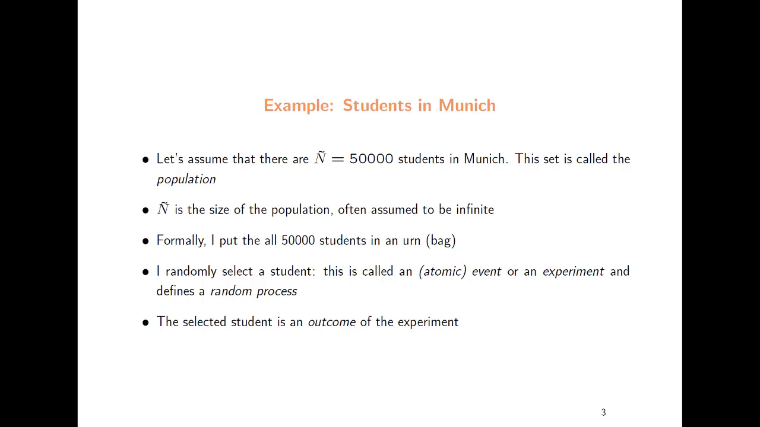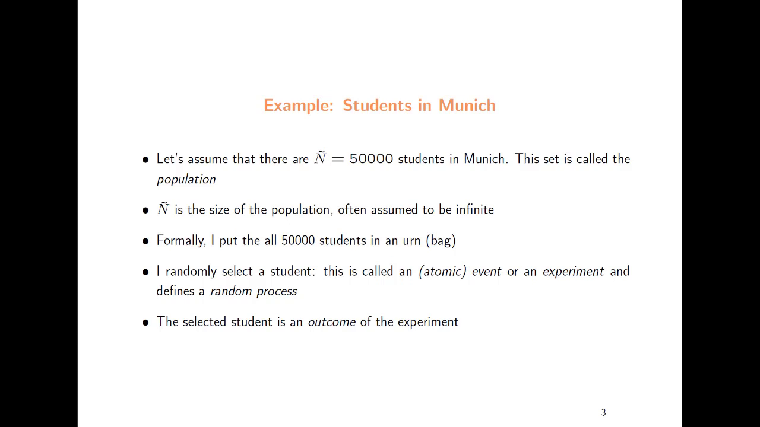So let's assume that there are ñ equals 50,000 students in Munich. Just happens to be 50,000. The set is called the population. The size of the population often is assumed to be infinite, but in this case it's finite. Formally, I put all 50,000 students in an urn, or in computer science you might call it a bag.